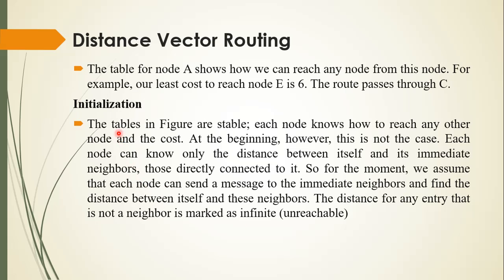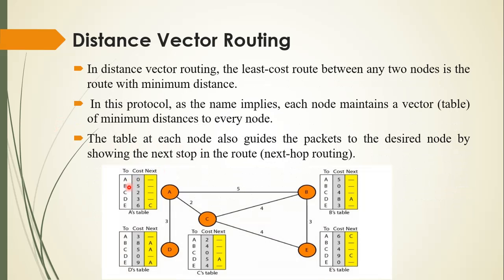Now initialization. The tables in the figure are stable. Each node knows how to reach any other node and the cost. So here A, B, C, D, E, every node knows with what distance it can reach the other nodes.